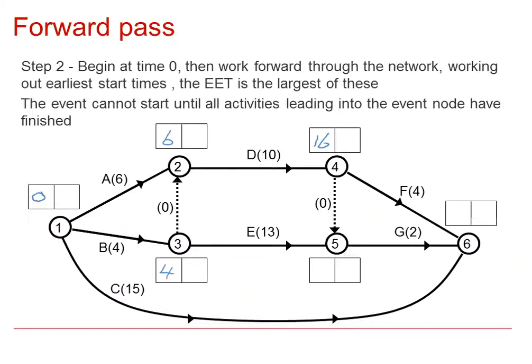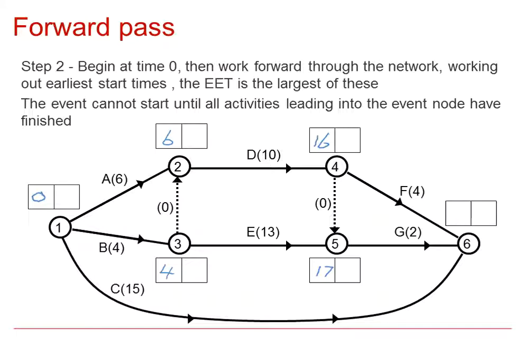For node 5, we have 4 plus 13 gives 17 as the earliest time that E can be completed. Again, I would have looked to check which was the bigger number, the 16 or the 17, because of this dummy here. So node 5 represents both E and D being completed, and the earliest time that this is possible is 17.